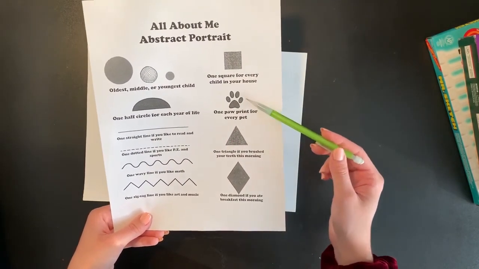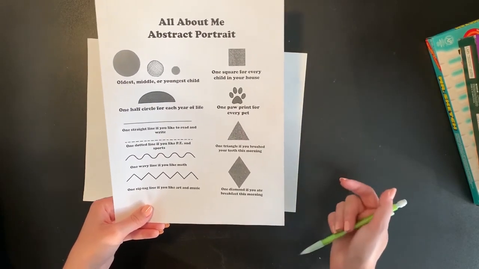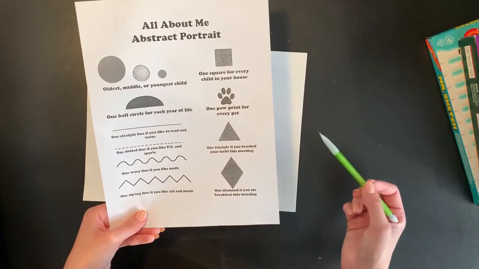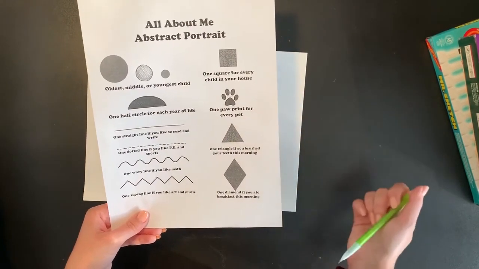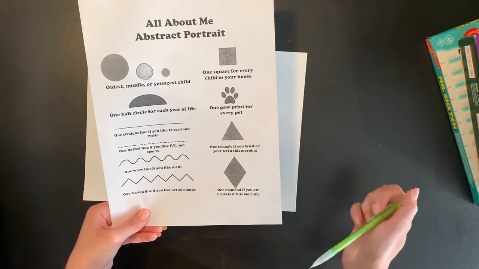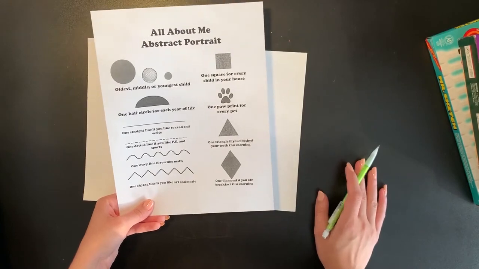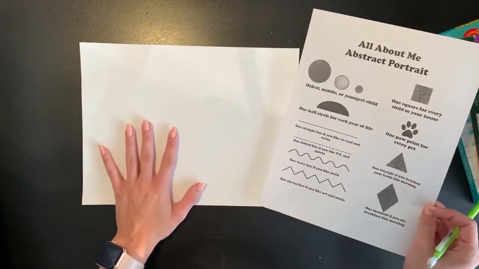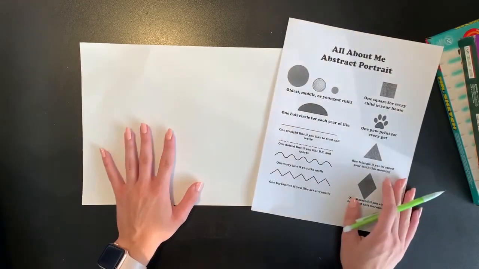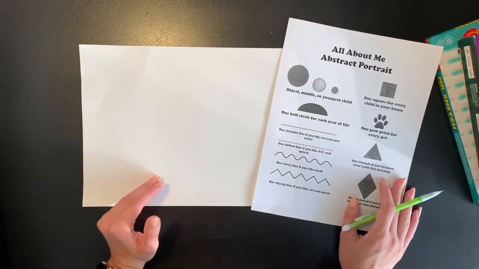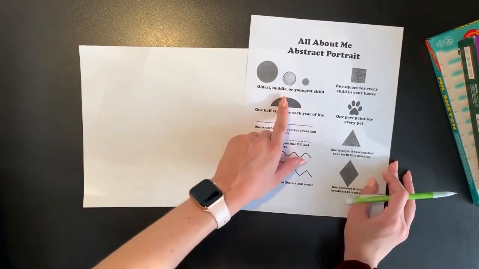Now we also have a paw print for any pets that we have in our house. So I have a dog and a cat, so I would do one paw print for my dog and one for my cat. We can add one triangle if you brushed your teeth this morning. And we can add a diamond if we ate breakfast this morning. So once we're done, we're going to have an abstract picture of different shapes and lines with all different colors that will represent us.